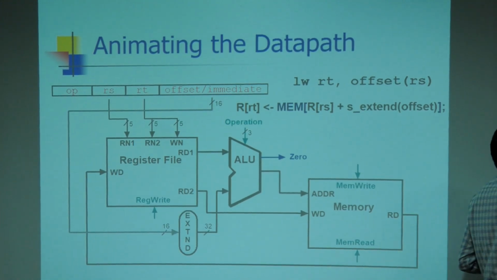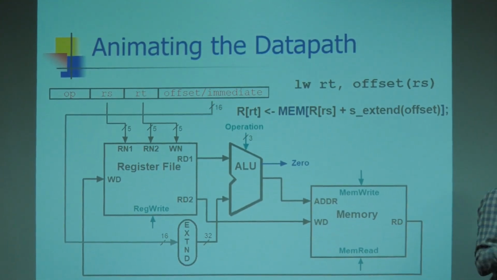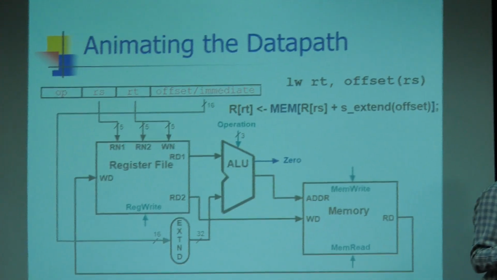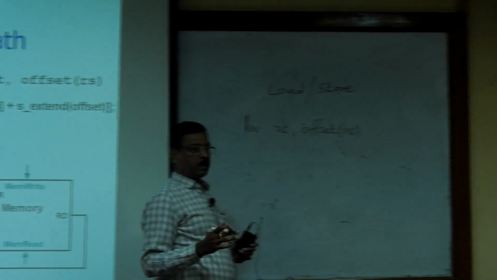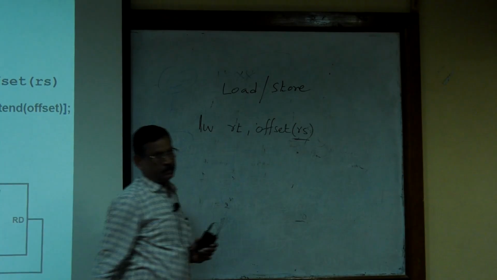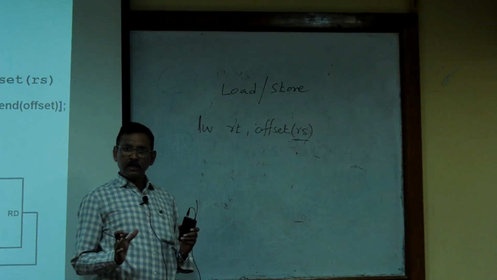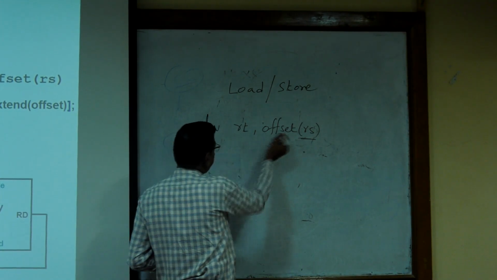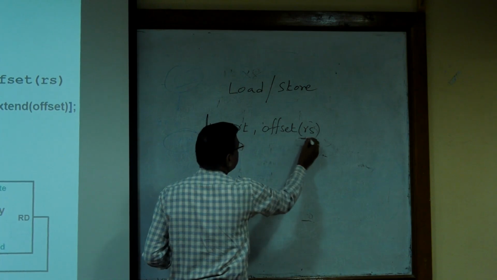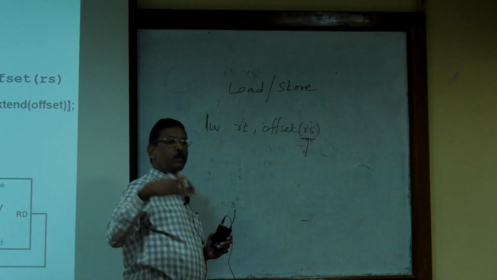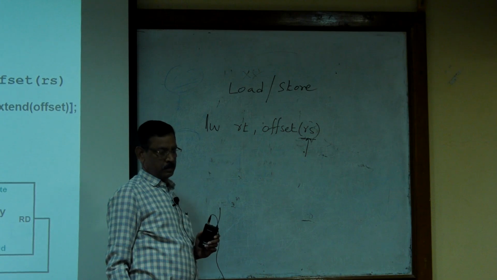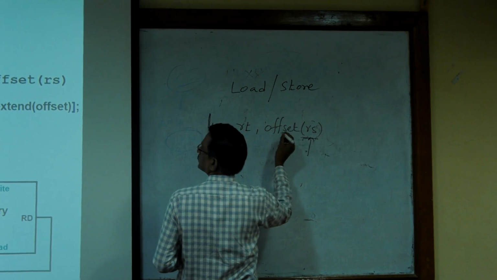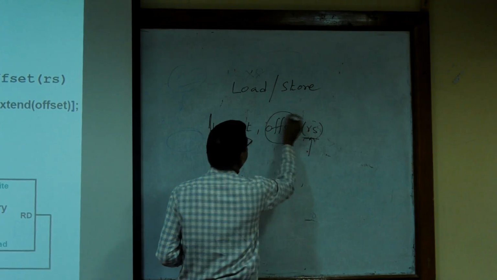That means here we are reading data from the memory. The memory address is indicated in the RS register. The RS register indicates the address of the memory location of the data memory, and that address plus any offset.